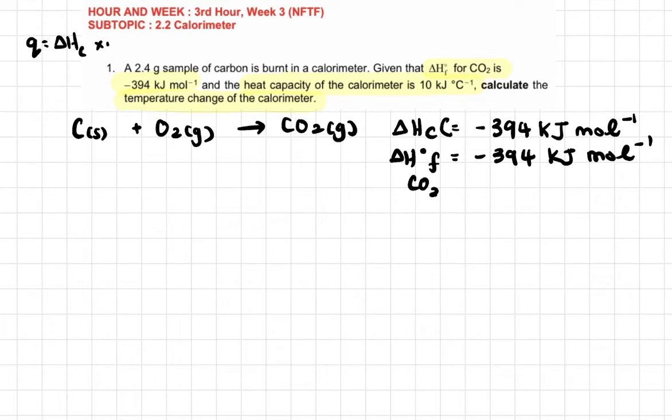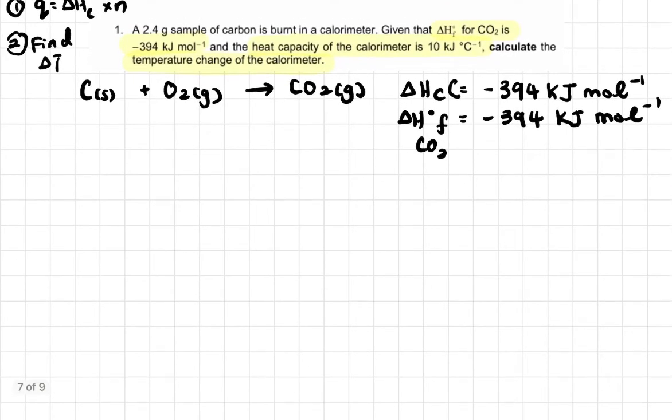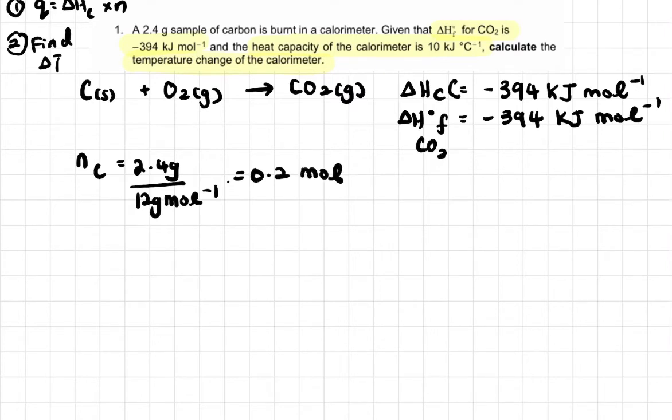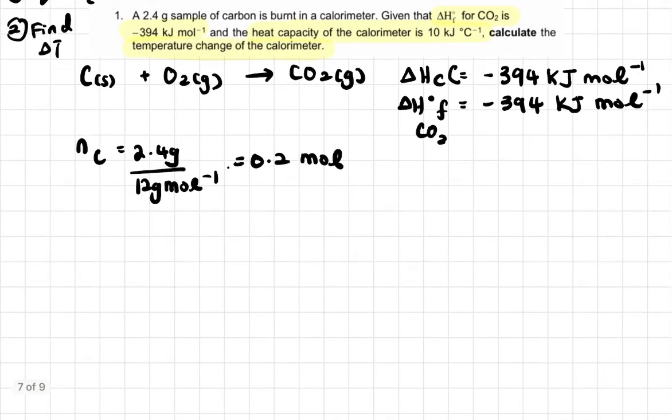Tapi nanti kita tunjuk stoichiometry lah kalau nak buat calculation. Yang kedua baru kita cari, dia suruh cari apa? Delta T. Okay, so let's do that. So untuk dapatkan Q, kita kena cari dulu number of mole of carbon. Okay, so number of mole of carbon equals to, dia dah bagi mass 2.4 grams divide by carbon punya molar mass is 12 grams per mole. So jawapan dia awak patut dapat 0.2 mole.